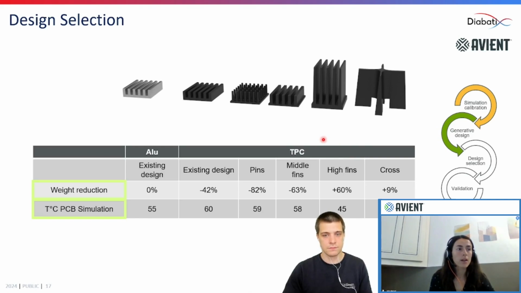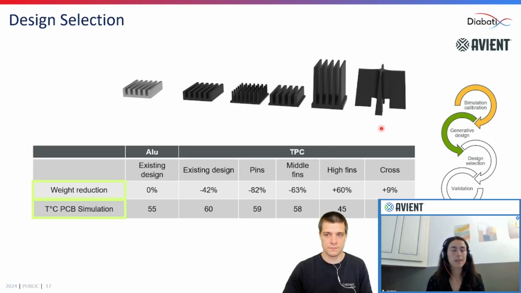We have one selected with pins, which results in minus 82% in weight for only plus 4 degrees C. Then we have selected a middle pin design, as we call it, for a weight reduction of minus 63% and only plus 3 degrees C. Then we have the high fins, which gives the best performance regarding temperatures. We have minus 10 degrees C compared to aluminum, but in this case we have an increase in weight, so plus 60%.